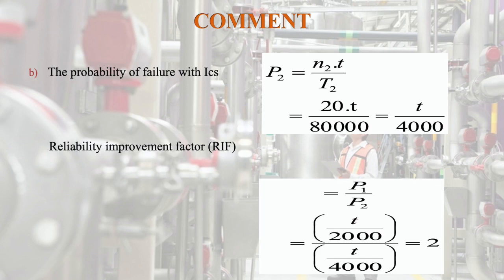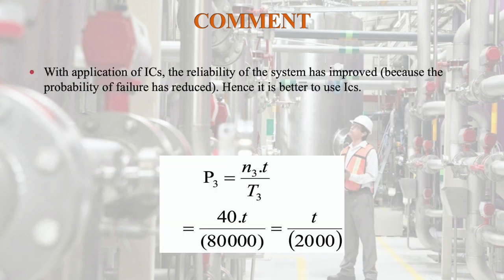What will be the reliability improvement factor? It is 2. So with application of ICs, the reliability of the system has improved because the probability of failure has reduced. Hence it is better to use ICs.